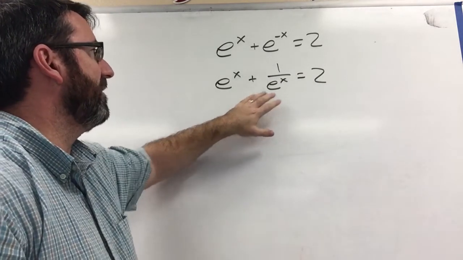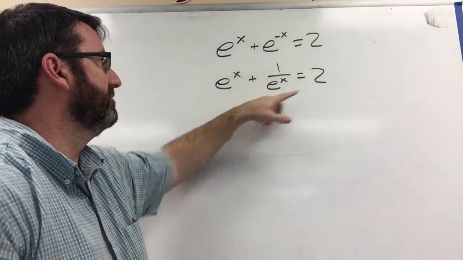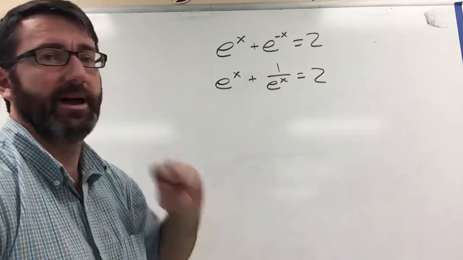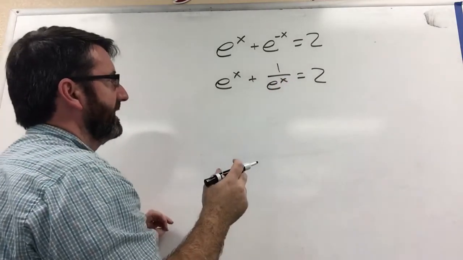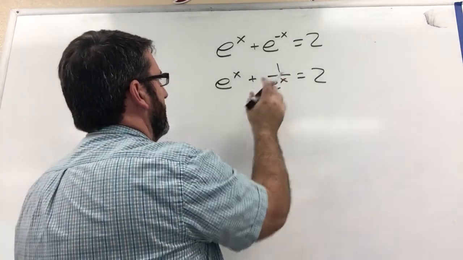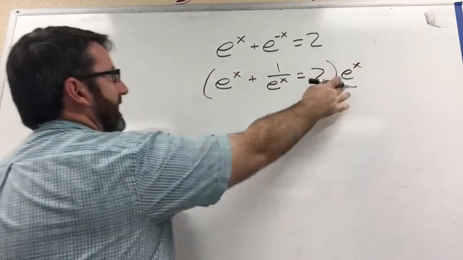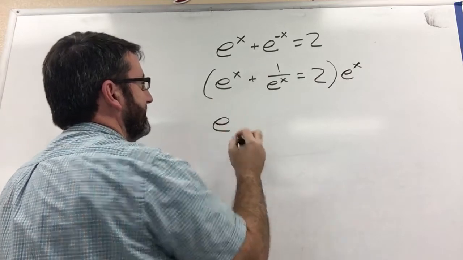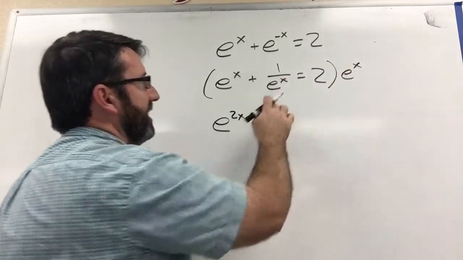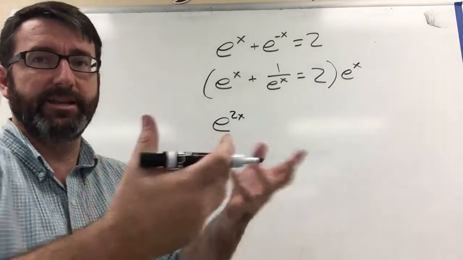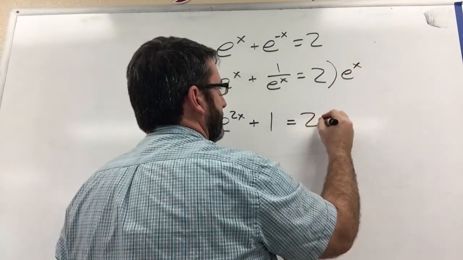So now we've got this fraction here, and the way that we can get rid of a fraction is to multiply the entire equation by the denominator here. So let's multiply the entire equation by e to the x. So if we multiply e to the x times e to the x, that's e to the x squared, or e to the 2x. E to the x times 1 over e to the x gives us e to the x over e to the x, which is 1. And 2 times e to the x is 2e to the x.